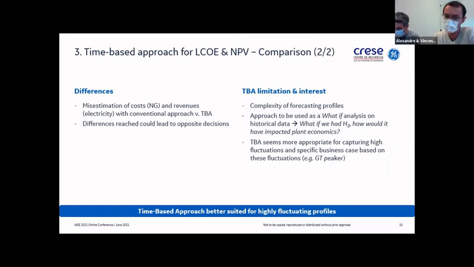And so we believe the interest of the time-based approach is when you have high fluctuation in the prices, and this is especially the case for a gas turbine making its business case based on the electricity price, where we have high fluctuation of the price. The way we see this approach is more as a what-if approach. What if last year we had some hydrogen on the plant? How would it have impacted the plant economics? Based on this historic profile, how would the plant economics be impacted by such a change or another one?